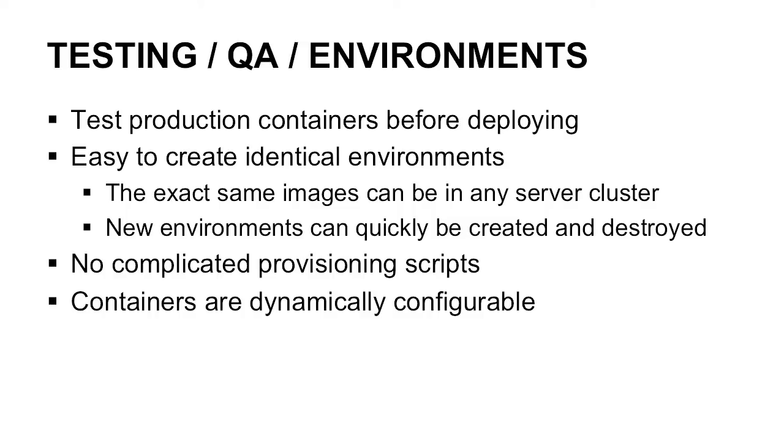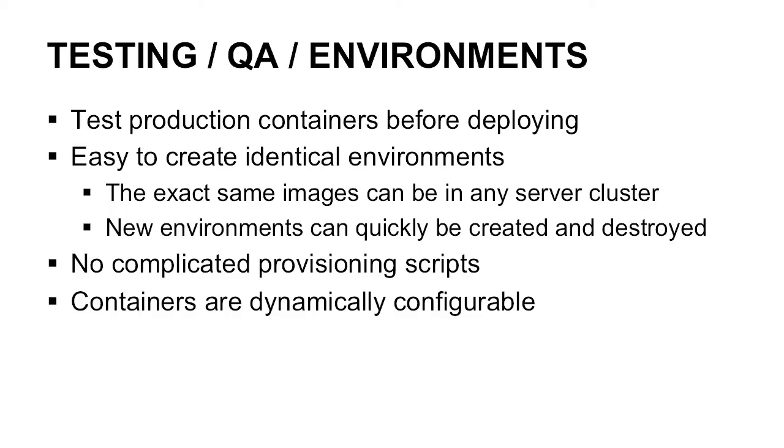While the production server cluster may contain anywhere from dozens to thousands of server nodes, you can quickly spin up a testing or QA environment with one or two nodes, and then run the exact same production containers on it. Also, the code for an entire environment can live in a single simple Docker file, so there's no need for complicated and slow provisioning scripts anymore.